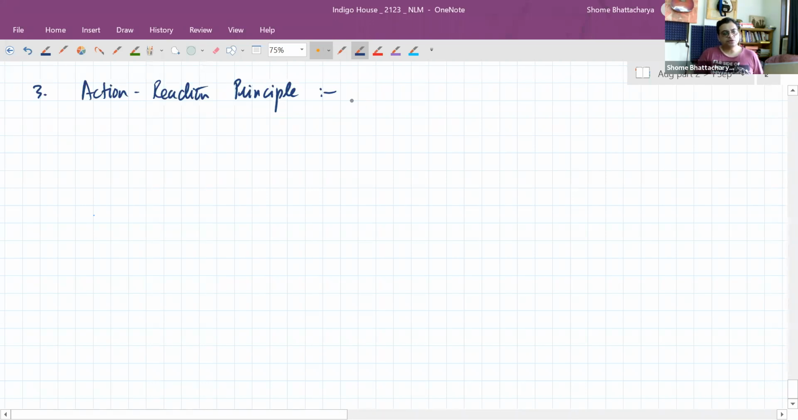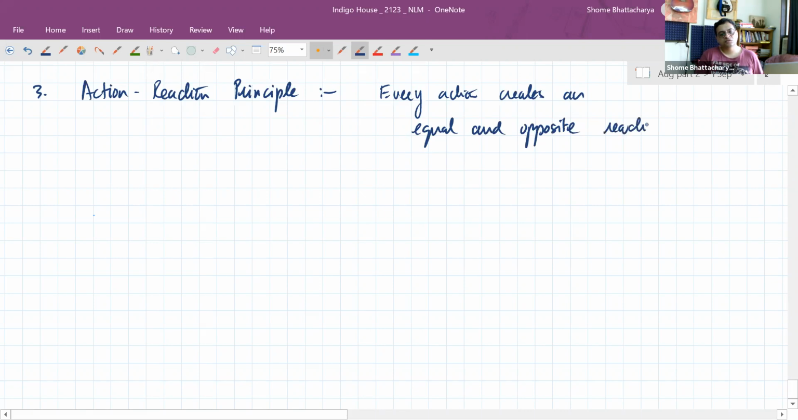So the statement of Newton's third law is that every action creates an equal and opposite reaction. So this is the statement, okay. But again, we need to understand it from an application point of view. So let's understand this from an example point of view. Now we'll start with a bit of an abstract example.